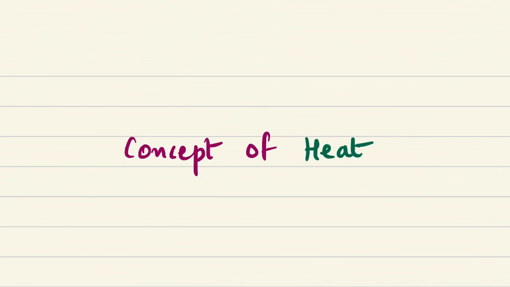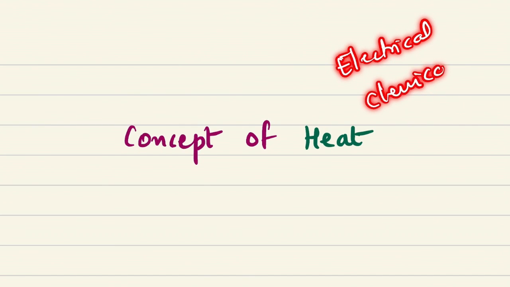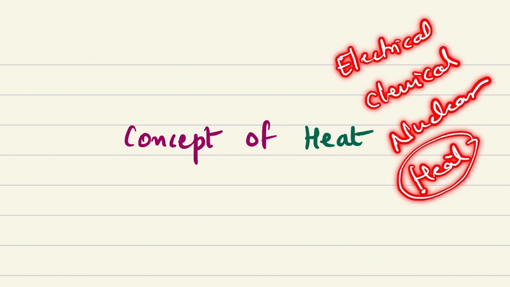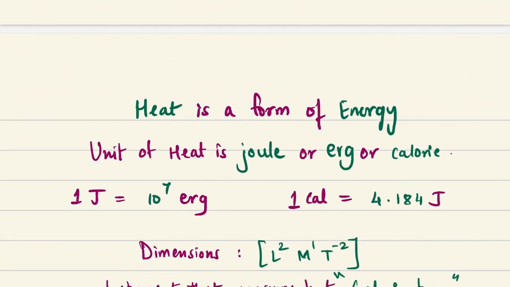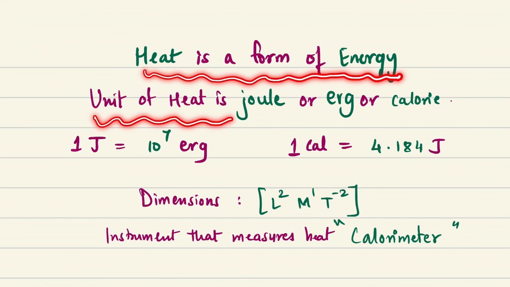Heat is basically a form of energy, and just like energy has so many different forms: electrical energy, chemical energy, nuclear energy. Heat is also basically a form of energy. Now if it's energy, we can utilize the units of energy for heat. So the unit of heat is joule, as for every energy.